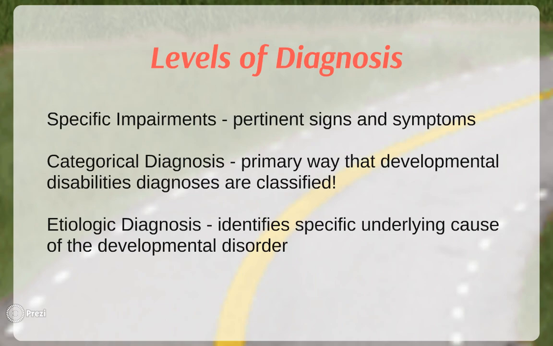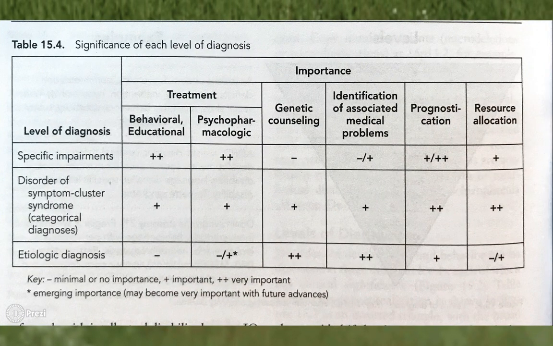Etiologic diagnosis identifies any specific underlying cause of the developmental disorder. This level of diagnosis is often identified in more severe brain-based developmental disabilities. The following table identifies how the three levels of diagnosis flow together with significance.